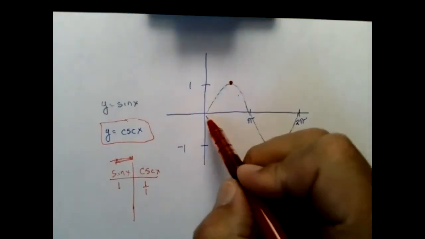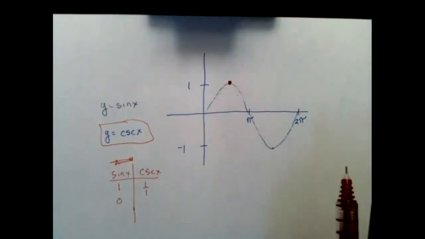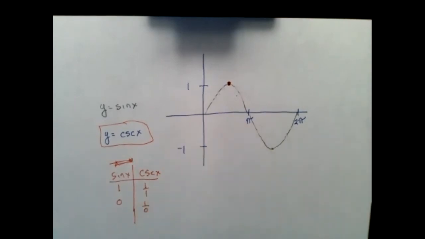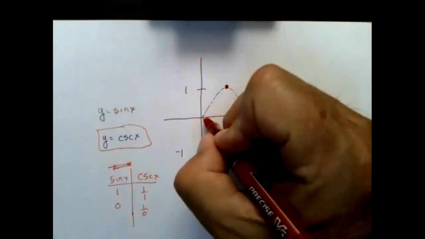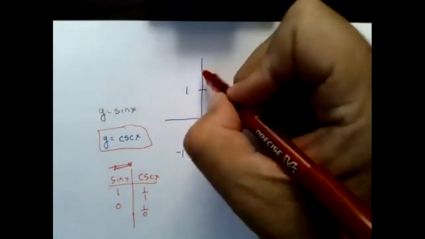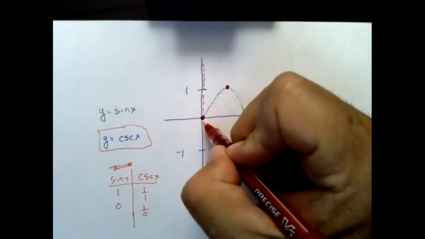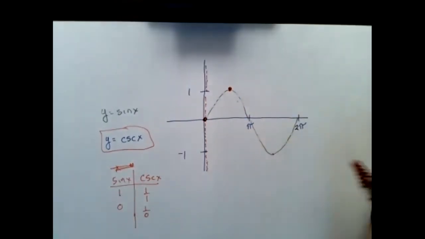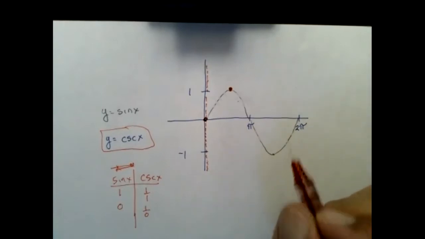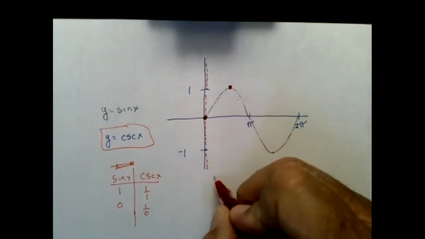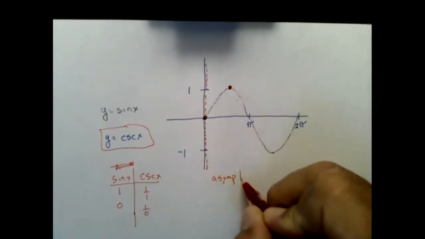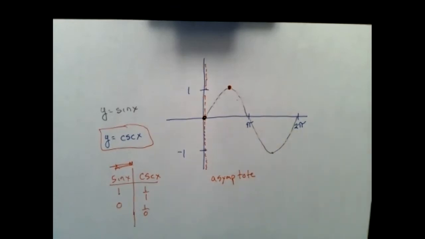I have another value here, 0. If the sine of x equals 0, what's the reciprocal? 1 over 0? Can I have 1 over 0? It's undefined, right? Which means the reciprocal of 0 doesn't exist. I'm going to make that a dashed line. And that dashed line is called an asymptote. Okay, so it's undefined.